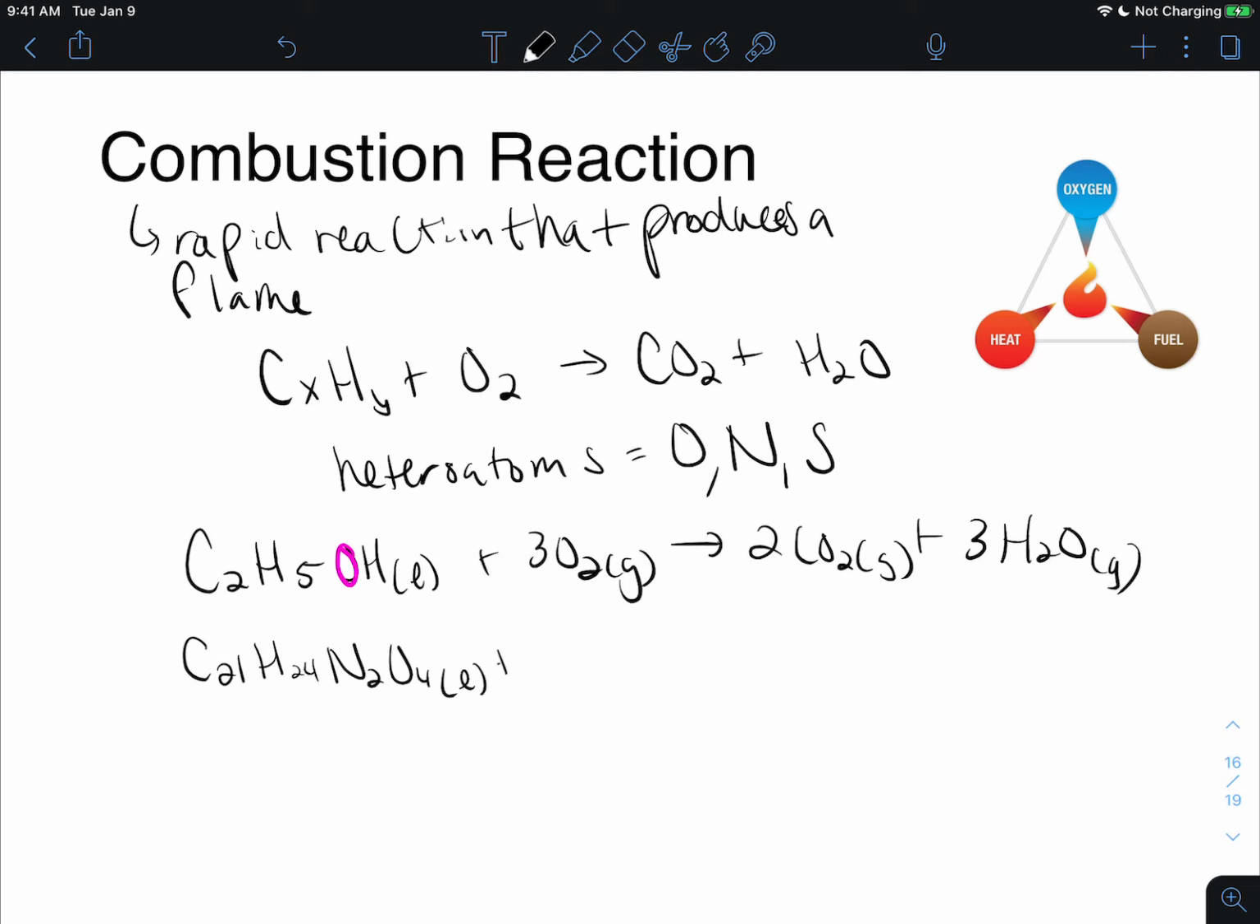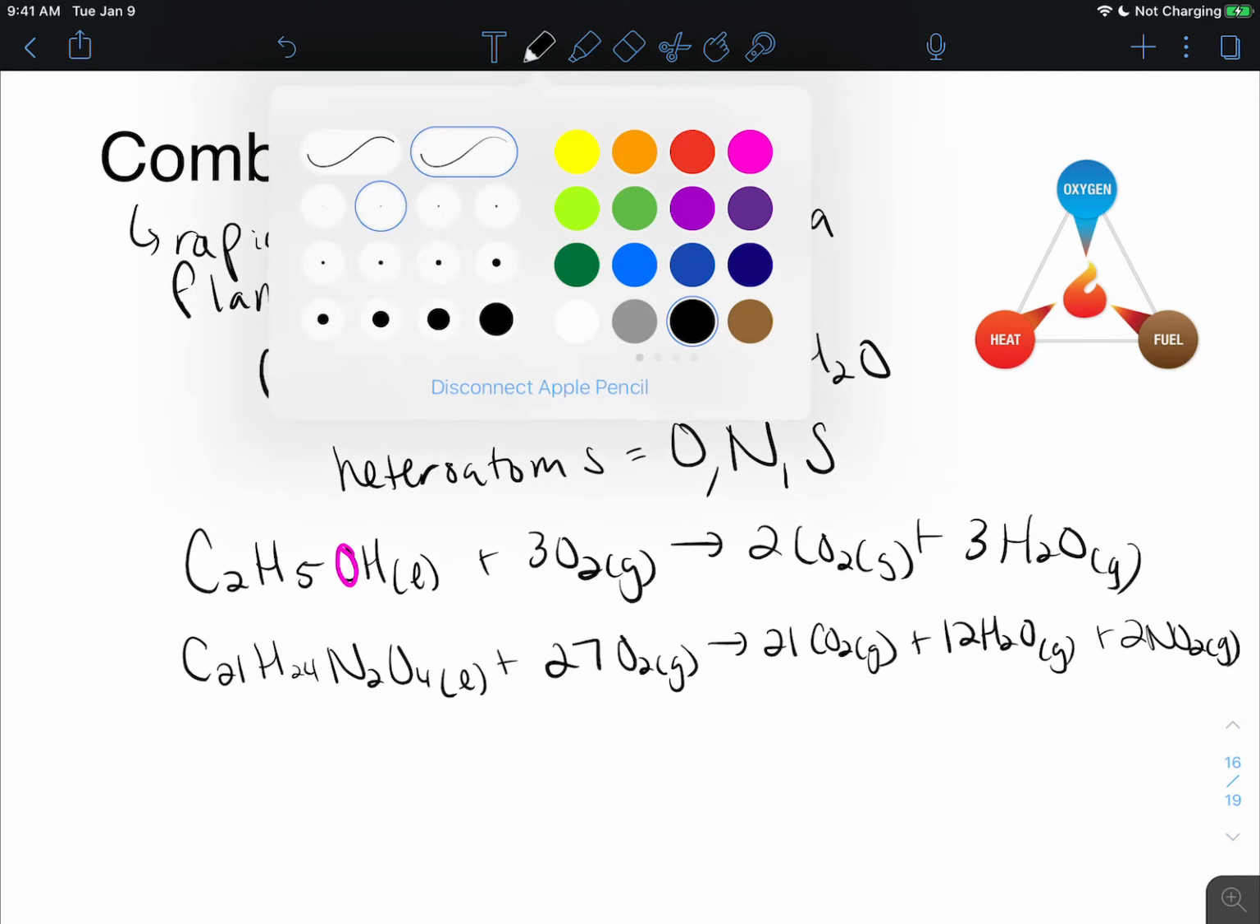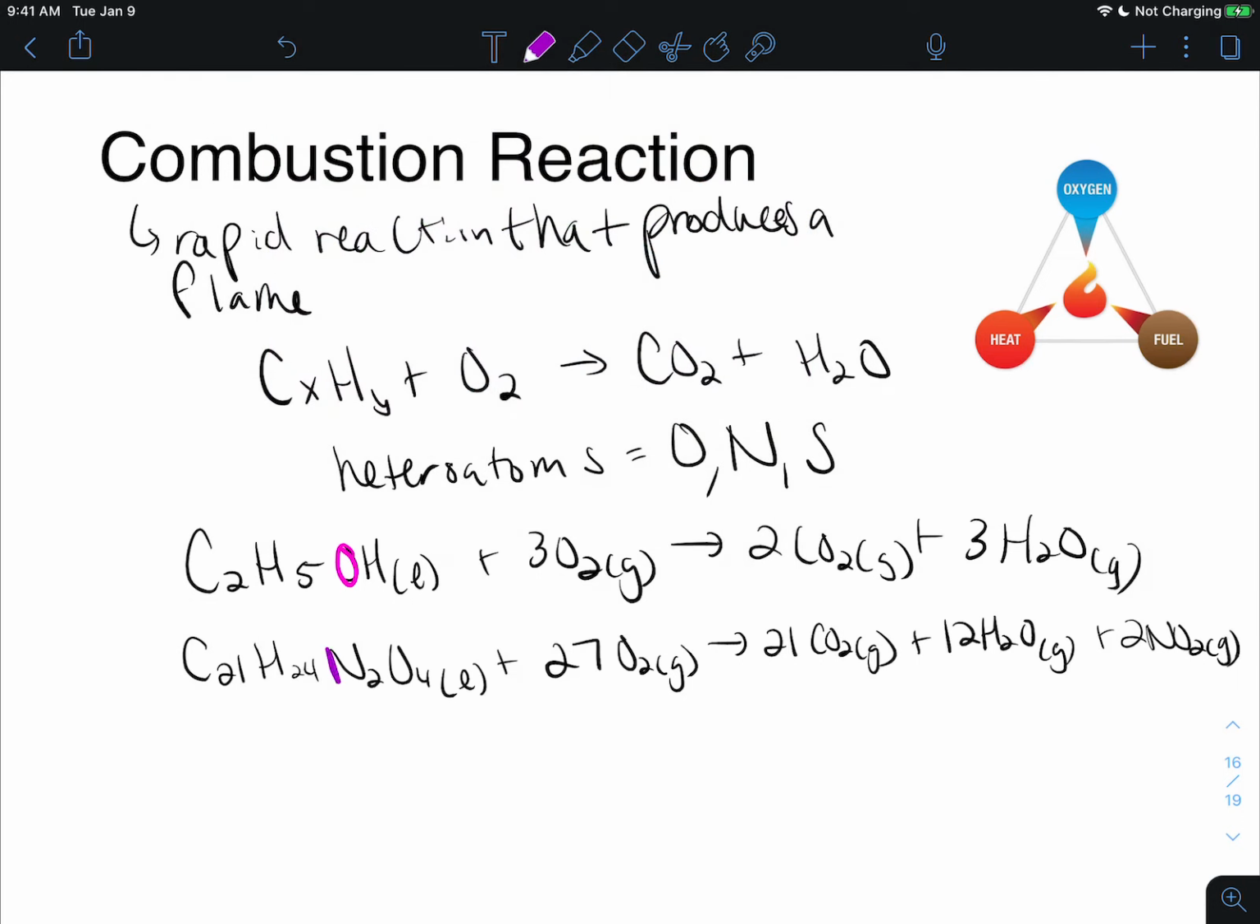But it's going to still react the same way. It's going to react with oxygen gas to produce carbon dioxide, water. But now, since we have that nitrogen, it's going to also produce nitrogen dioxide. Okay, so if we have nitrogen in there, we will produce nitrogen dioxide.